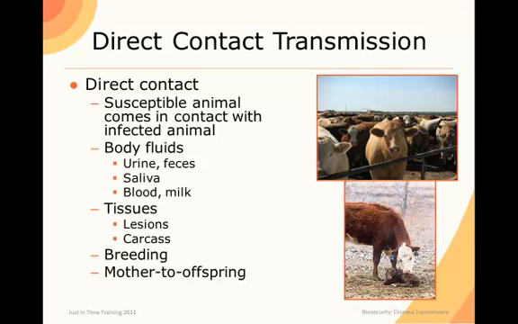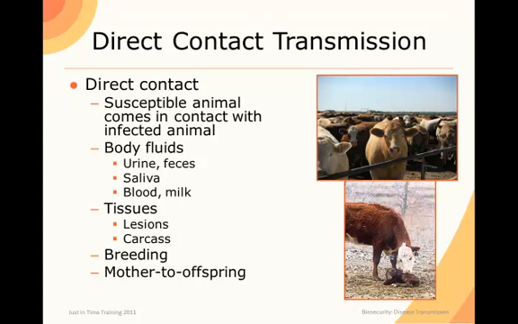Let's look first at direct transmission. It is one of the main methods of disease spread. It occurs when a susceptible animal comes in contact with an infected animal, its body fluids, or tissues. Depending on the microorganism, it may be transferred directly by blood, saliva, urine, feces, or milk. It may also be spread through contact with infected animal lesions or tissues.